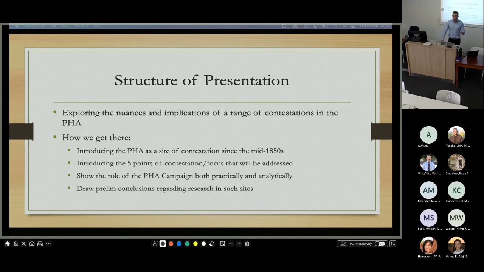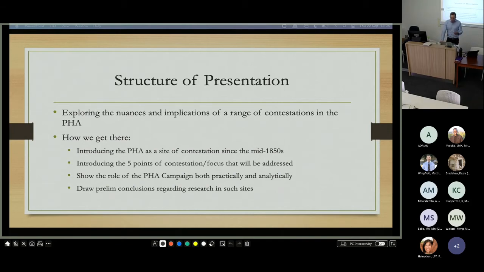But anyway, the structure of this presentation today, it's only a few slides, but I'm really going to explore the nuances and implications of a range of contestations in the PHA. The PHA is this area, and I'll give you an introduction to it, but it's the Philippi Horticultural Area, a place that even if you live in Cape Town, a lot of people don't really know about. And I think it's a very important space. When one does research in that space, I found that it was a very interesting and very useful space to do research, but also quite a fragmented space. So that's what I'm going to be reflecting on today.